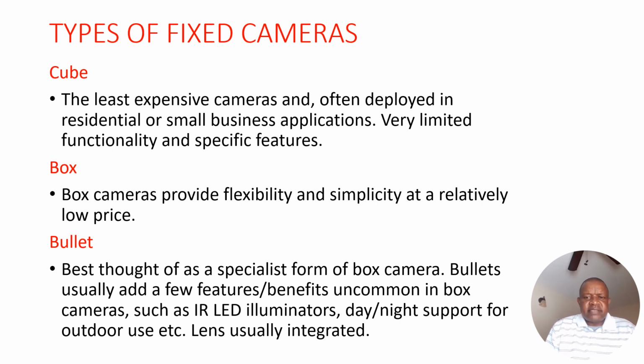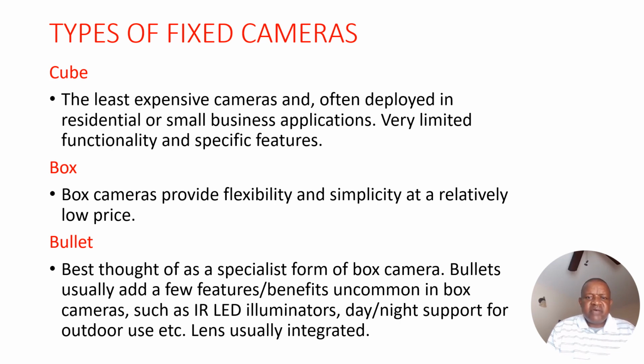Types of fixed cameras. We have many types of fixed cameras. Number one, we have cube. This is the least expensive camera and often deployed in residential or small business applications. Very limited functionality and specific features. Mostly the cameras you see in businesses, in shops where they sell mobile phones, clothes, other categories of items are cube cameras. And then we have box.